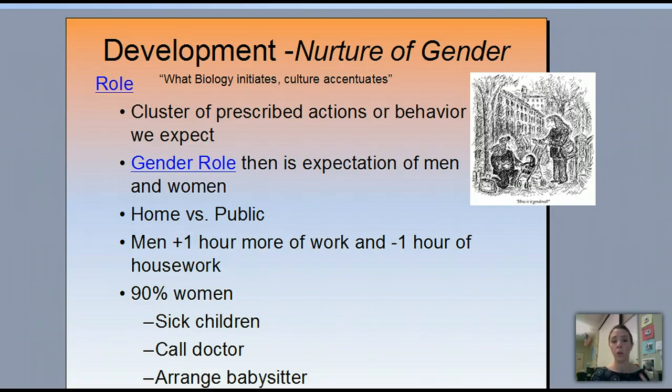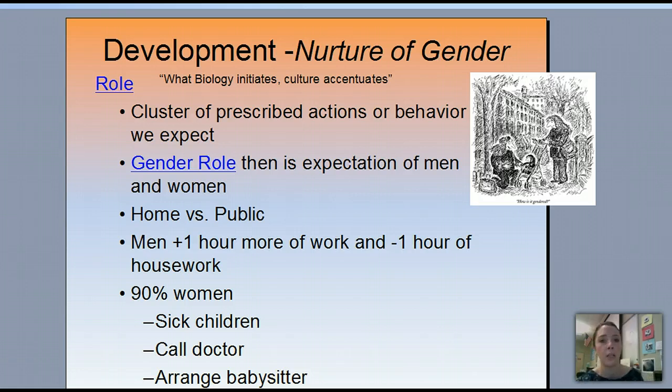This can change from home to public. Sometimes we have gender roles at home, but then we don't want the same gender roles in public. So they can change from place to place, just like you might change your role from being a student to a friend to a sibling to a daughter or son. But here are some things they have found about gender roles in society from surveys. Men on average work one more hour during the day and do one hour less of housework. So on average, men work more and do less housework.